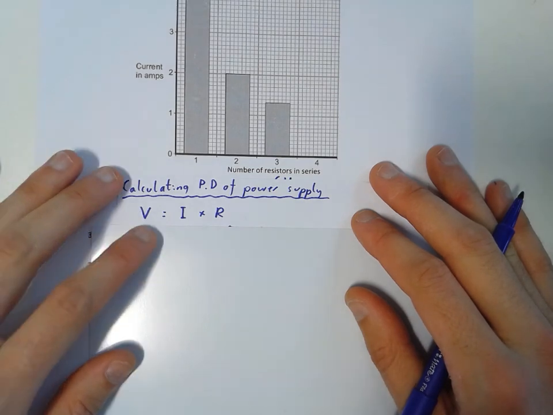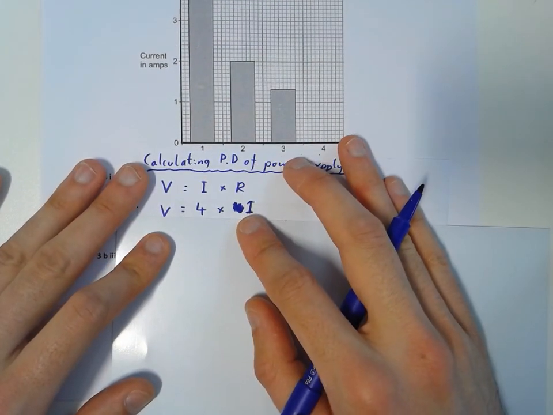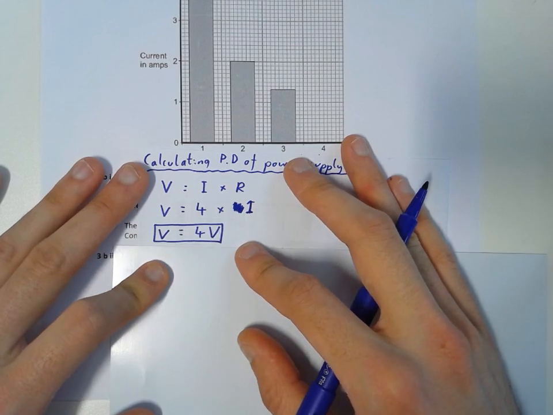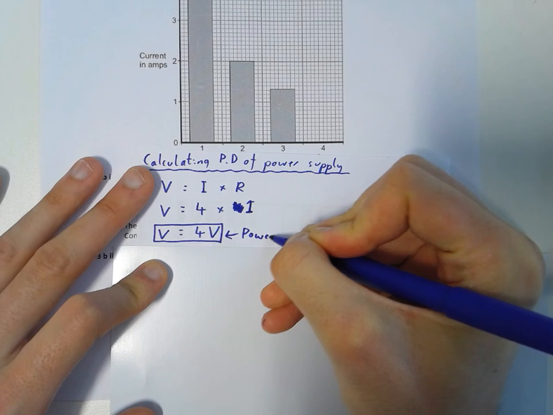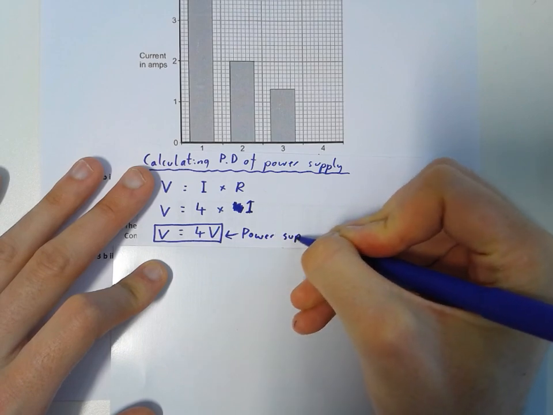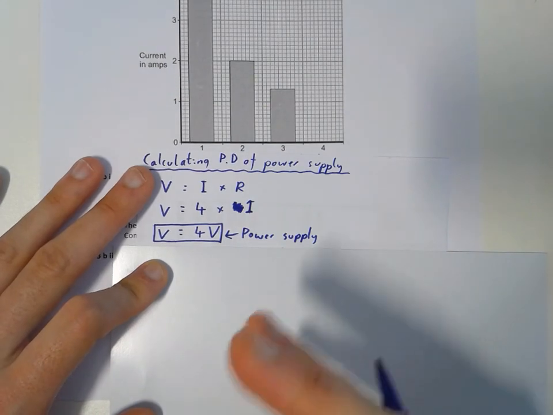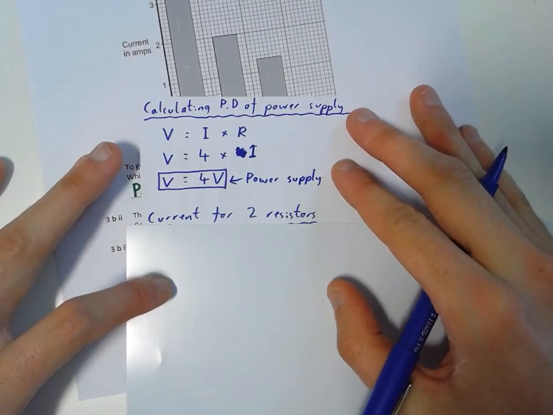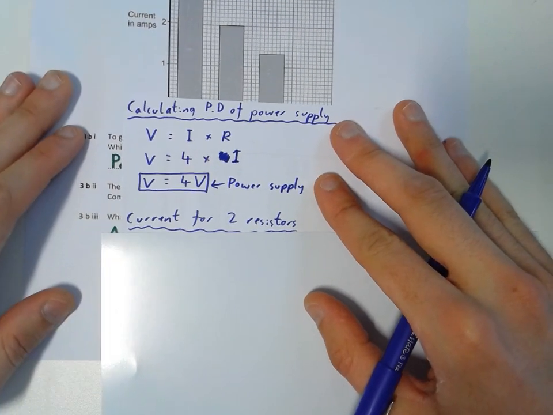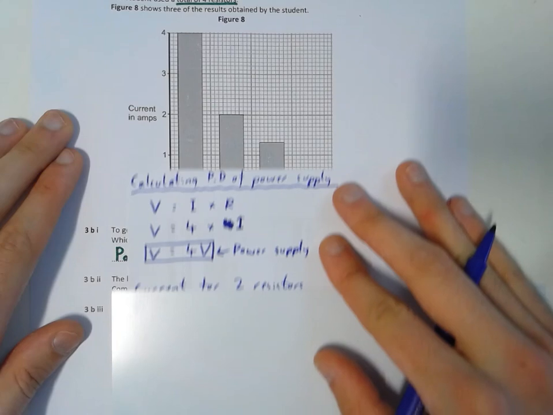Okay, so we've got 4 amps multiplied by 1 ohm, so we're going to say the power supply is 4 volts. And we've said that's a control variable, so we're going to keep that the same throughout. Now it might not be, but we're just going to use these numbers to help us out. So let's just see how this works. Let's look at current for 2 resistors. We should be finding the current to be 2 amps. Let's see if we're right.